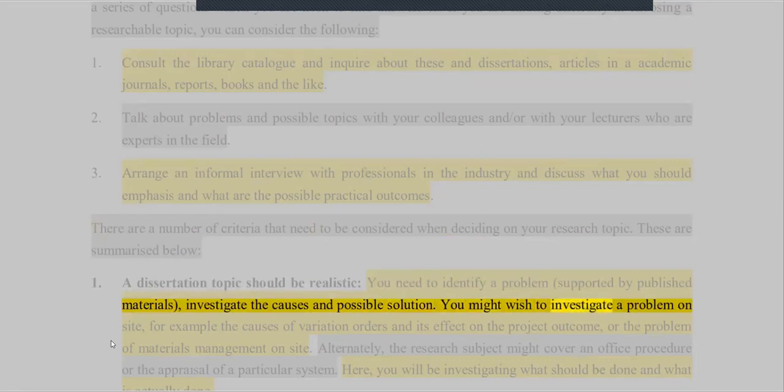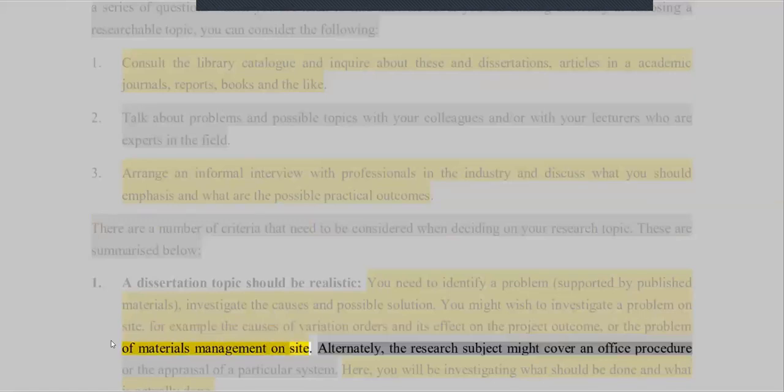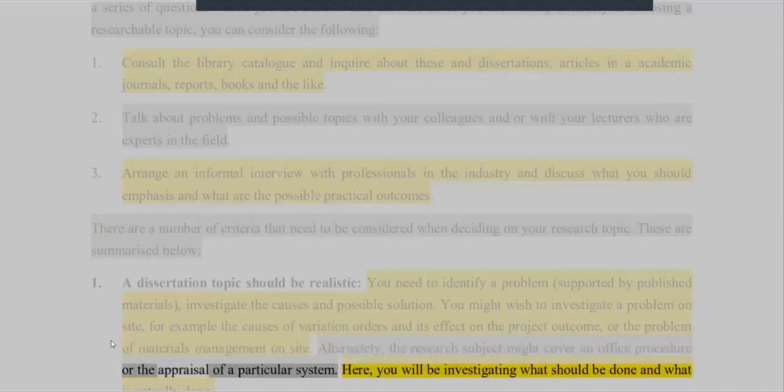You might wish to investigate a problem on site, for example, the causes of variation orders and their effect on the project outcome, or the problem of materials management on site. Alternately, the research subject might cover an office procedure or the appraisal of a particular system. Here, you will be investigating what should be done and what is actually done.